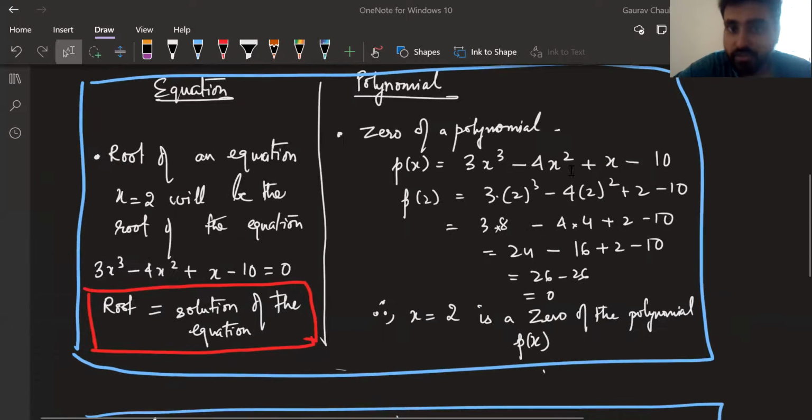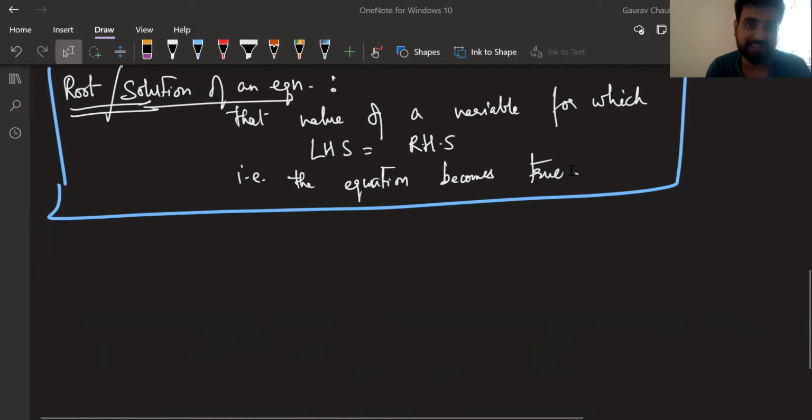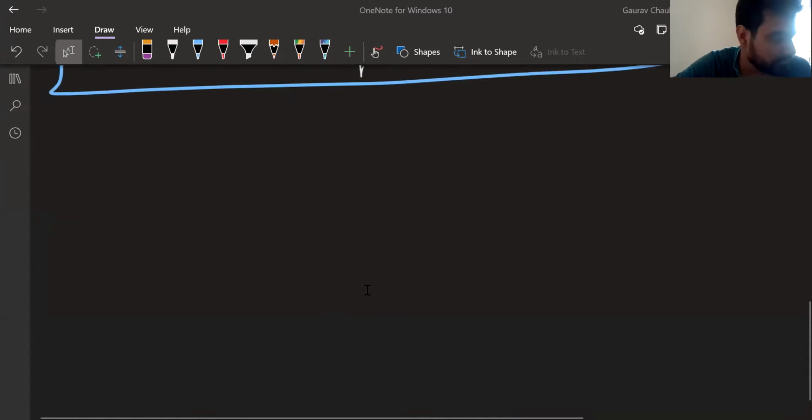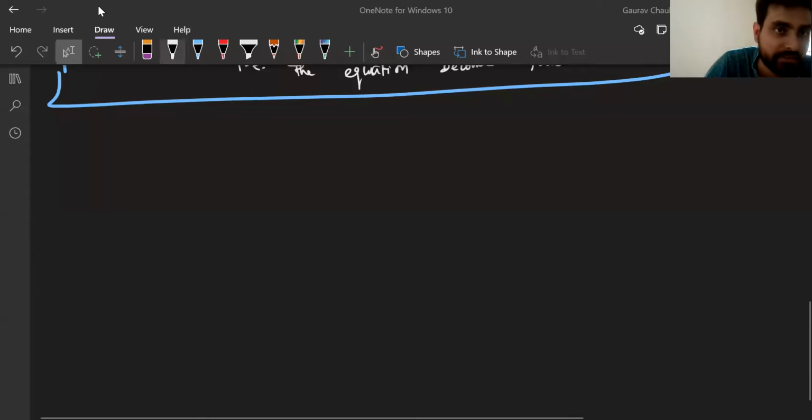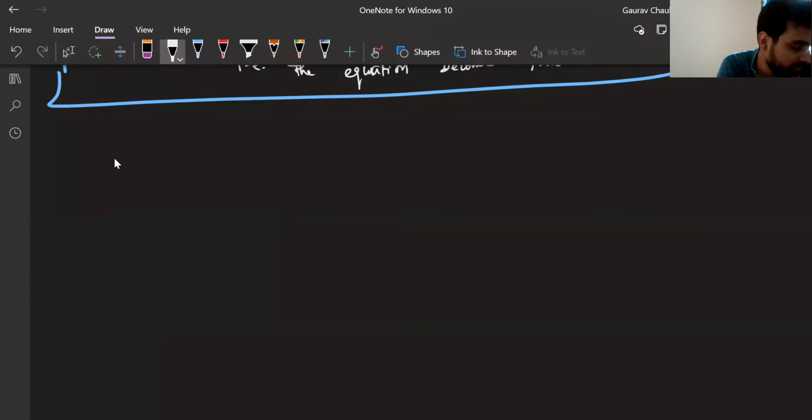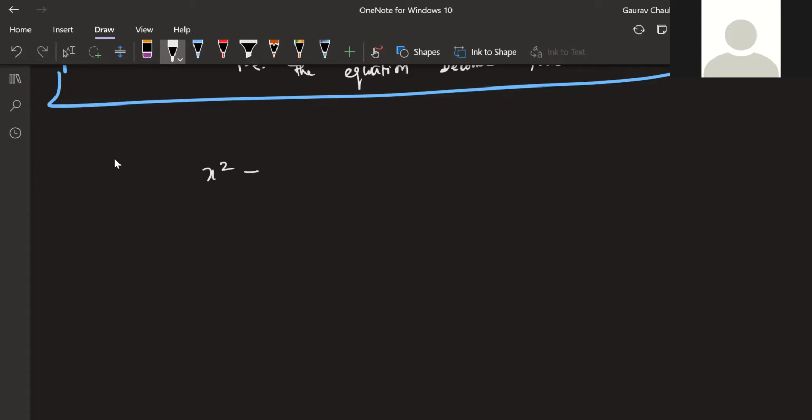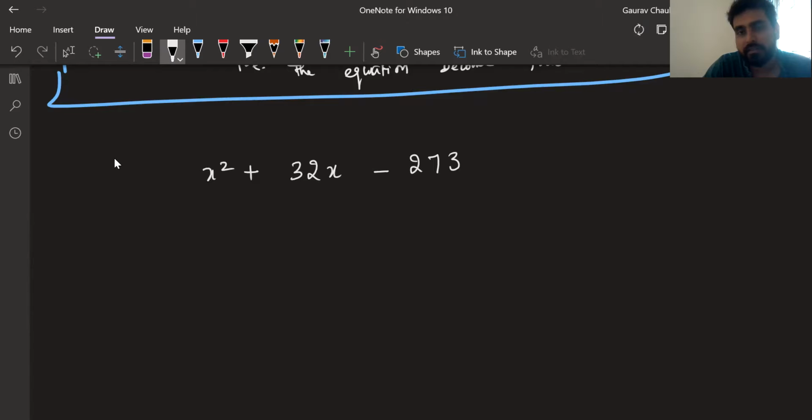Okay. Now here we have talked about what is the meaning of root or solution. Now let's take an equation which we have seen before, from any of the word problems which we had. Can anyone give me one equation from the word problems? Yeah, go ahead, Nishchay. Sir, x square plus 32x minus 273 is equal to 0.